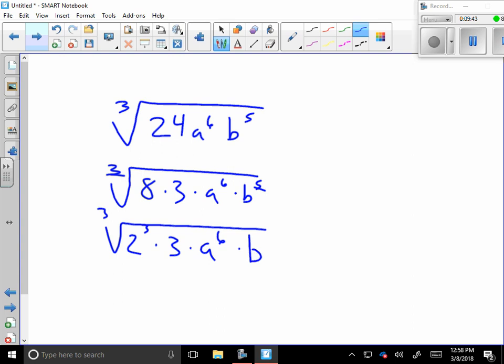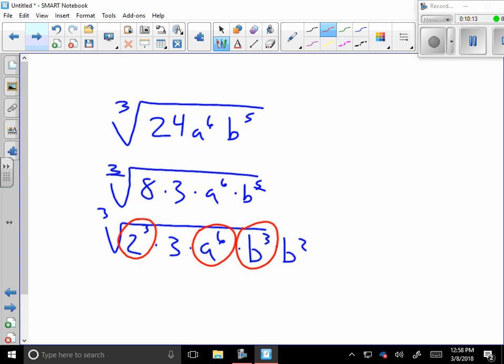So if I say, okay, that's b to the 3rd times b squared, that's the same as having a b to the 5th, but part of it is divisible by 3, so part of it can get broken out from underneath the radical. So then this piece has an exponent divisible by 3. This piece has an exponent divisible by 3. This piece has an exponent divisible by 3. So all three of those things will get broken out from underneath the radical.